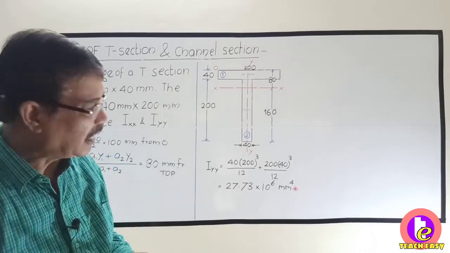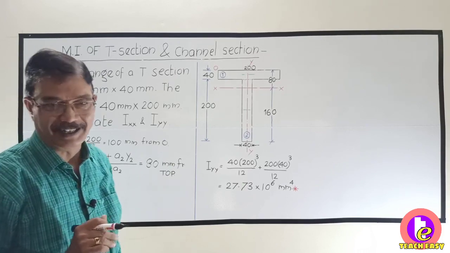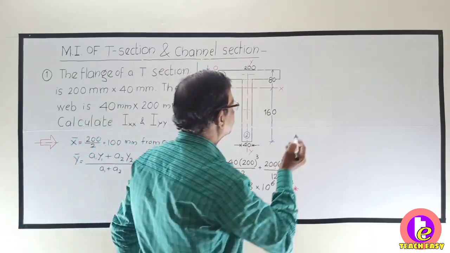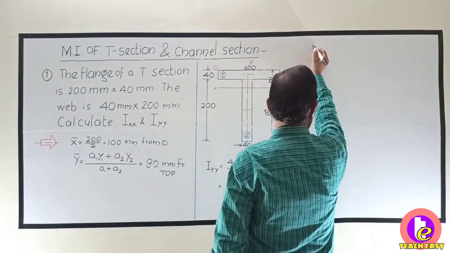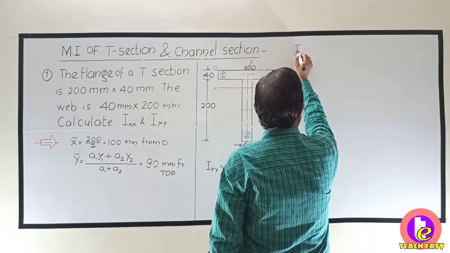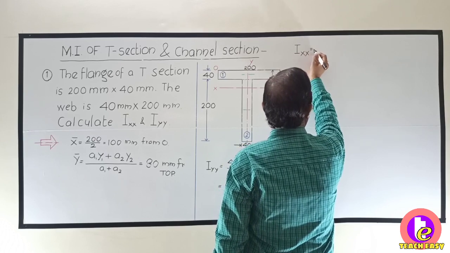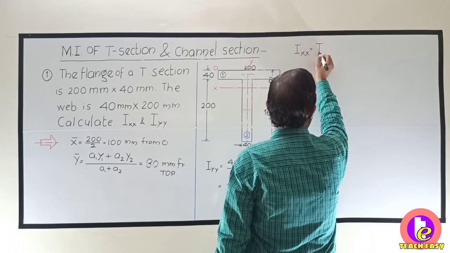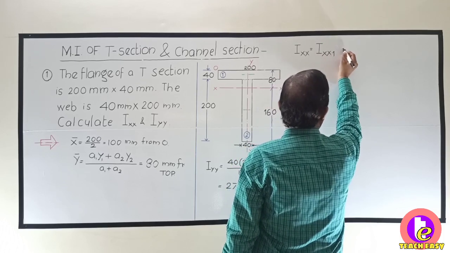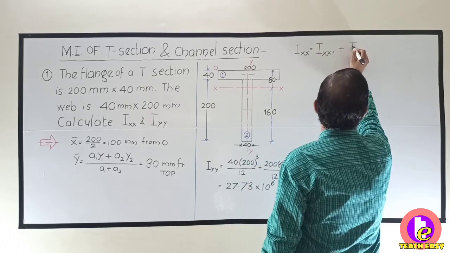Now for Ixx, we will have to use parallel axis theorem because both are not symmetrical about x axis. Therefore, Ixx is equal to, as usual, Ixx of first rectangle plus Ixx of second rectangle.